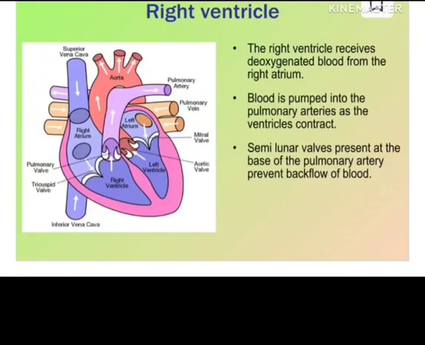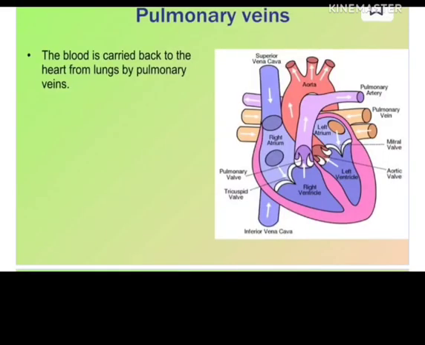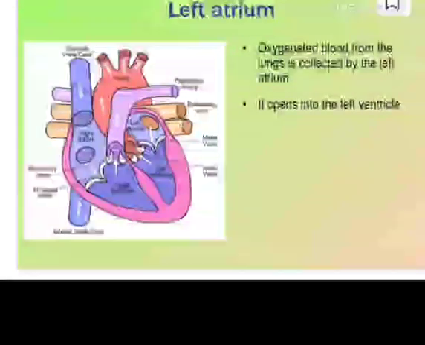The next is the right ventricle. The right ventricle receives deoxygenated blood from the right atrium, and blood is pumped into the pulmonary arteries as the ventricle contracts. Semilunar valves present at the base of the pulmonary artery prevent backflow of the blood. The next is the pulmonary vein. The blood is carried back to the heart from the lungs by the pulmonary veins.